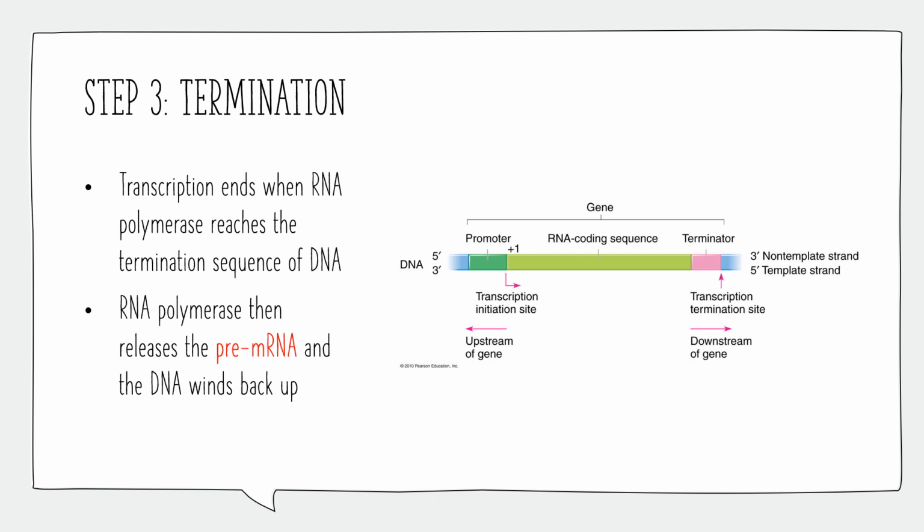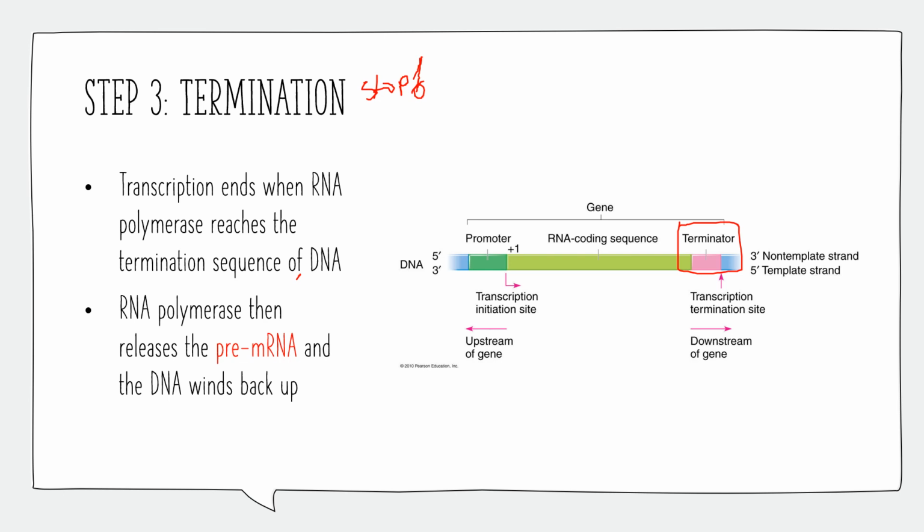And then we have termination, which is just a fancy word for stop, okay? So how do we stop this process from occurring? We reach something called a termination sequence on the DNA. Again, we're going to learn about this in our next lesson. For now, all you need to know is that it terminates this process.